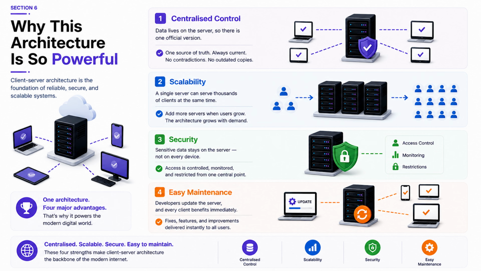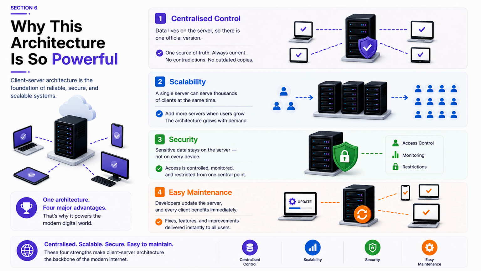The second reason is scalability. A single server can serve thousands of clients at the same time. And when the number of users grows, you can add more servers to handle the extra load. The architecture can grow with the demand. The third reason is security. Because sensitive data stays on the server and does not live on every individual device, it is far easier to protect. Access can be controlled, monitored, and restricted from one central point.